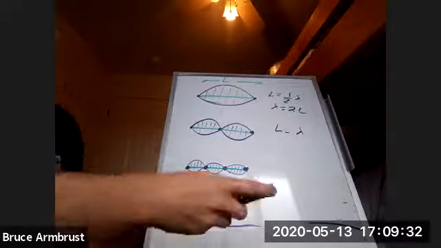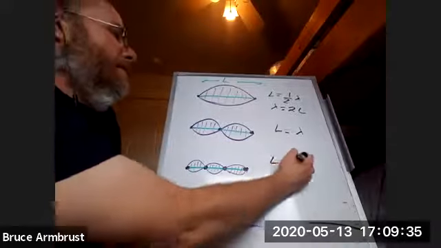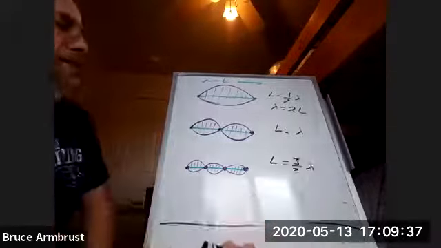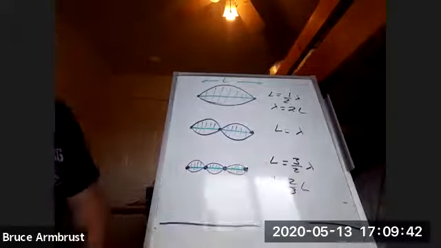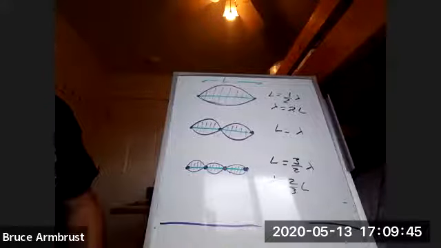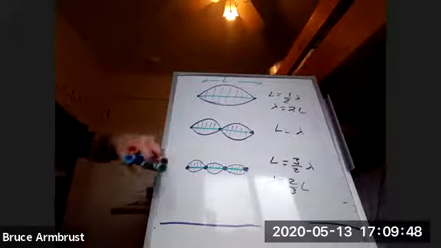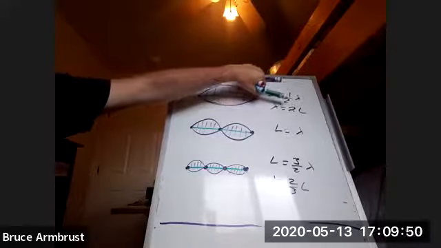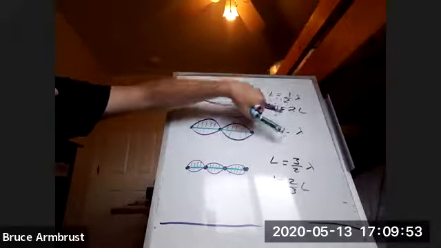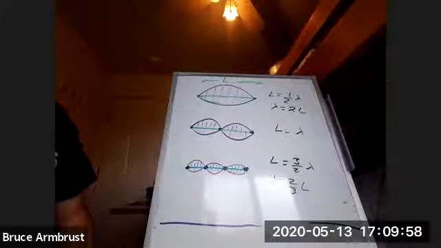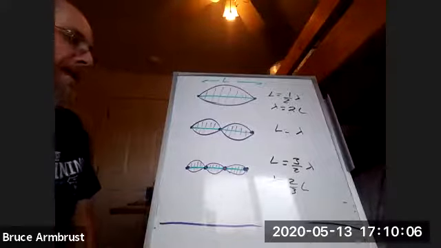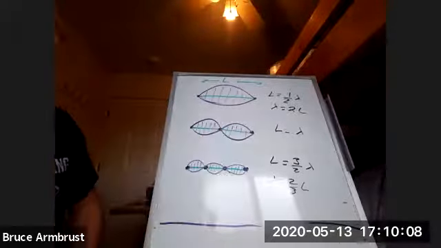Okay, well, let's think about this then. This time, L is going to equal 3/2 lambda. So lambda is equal to 2/3 L. So notice that the wavelength is getting smaller. It was 2L, then it became 1L, then it became 2/3 L. And what we'd really love is to have some sort of a formula for the different possible lambdas, right? Like what are the different lambdas that we get depending upon which stage we're in.